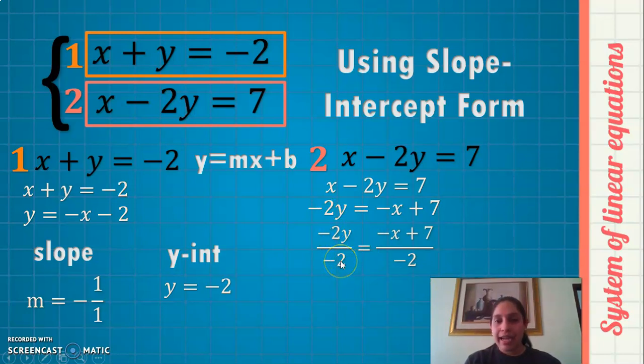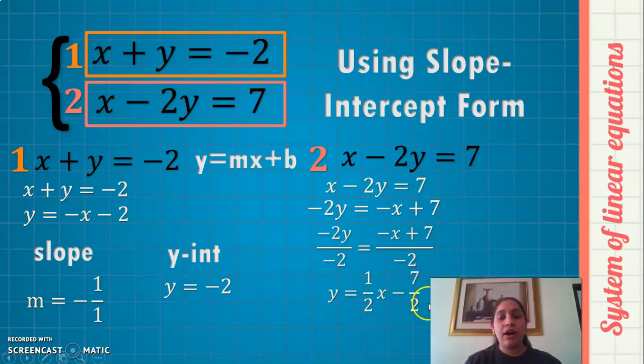I cancel my negative 2 on here and also I divide on here. Negative x divided by negative 2. Both of them are negative as you can see. And in here, 7 divided by negative 2. In this case, as you can see, both of them were negative. So negative and negative becomes a positive number. So I have 1/2 x minus 7/2.